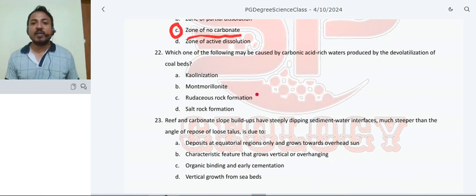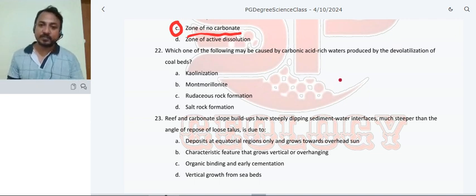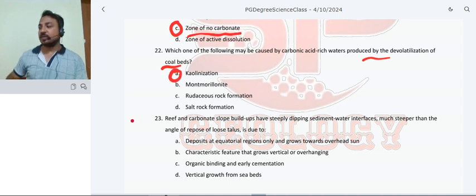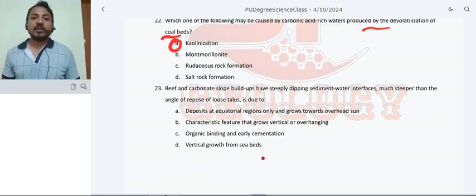Which one of the following may be caused by carbonic acid rich waters produced by the devolatilization of coal beds? Remember, the devolatilization of coal beds will produce kaolinization. Alteration, three types of alteration.